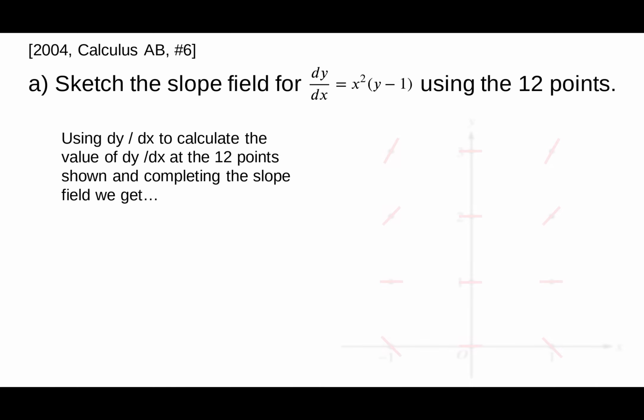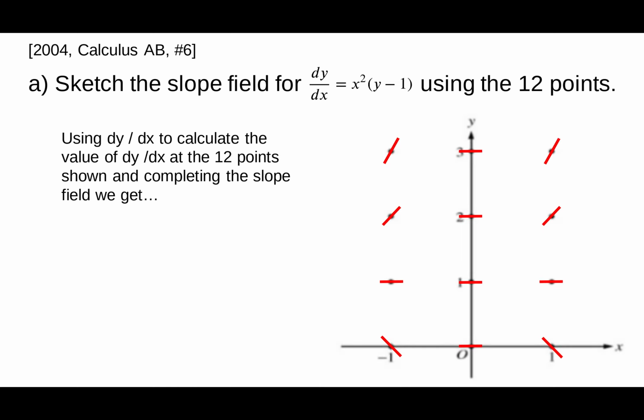So using the 12 points from the graph and the expression for dy/dx, we get a slope field that looks something like this. Now, these don't have to be perfectly drawn, but they do have to be somewhat accurate, and they do have to be accurate relative to one another. What I mean by that is your segment with slope 1 shouldn't appear to be steeper than a segment with slope 2, and a segment with slope 3/2 should appear to be somewhere in between the two.